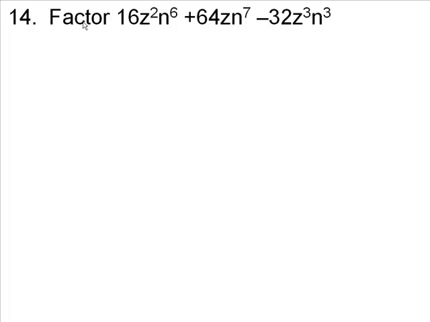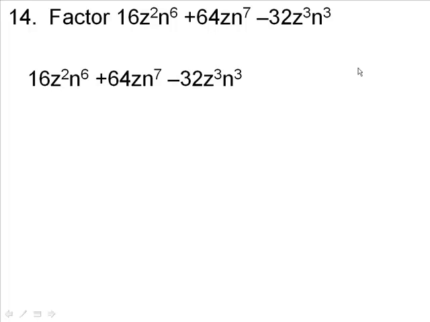Number 14, factor 16z squared n to the 6th plus 64z n to the 7th power minus 32z cubed n cubed. Well, let's write these things out first. Copy it down first, and then in place of z squared, I'll put zz. In place of n to the 6th, I'll put 6 n's. Well, let's write it all out. Show you at one time.